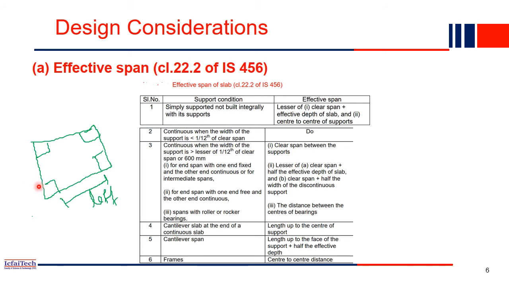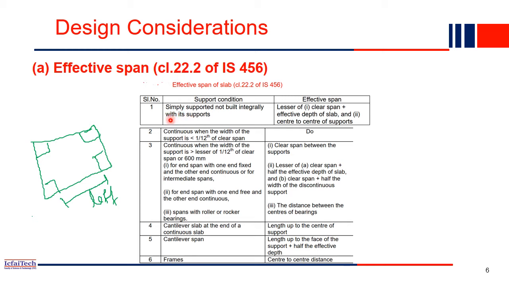It is a one-way slab, which means only the shorter side we will be considering as L effective. How to compute that, you will get in clause number 22.2 of IS 456, how to find the effective span. You will get that, and this table also, in this clause.